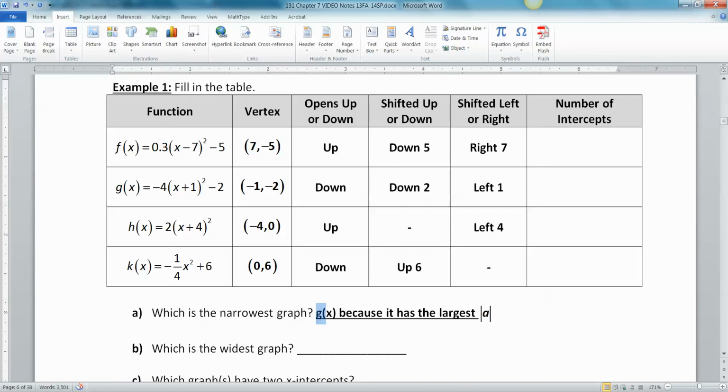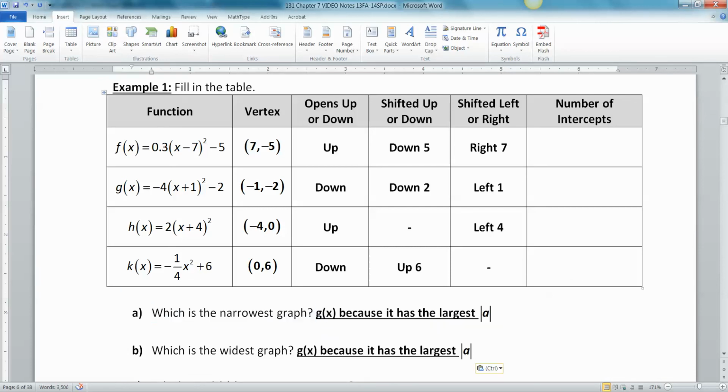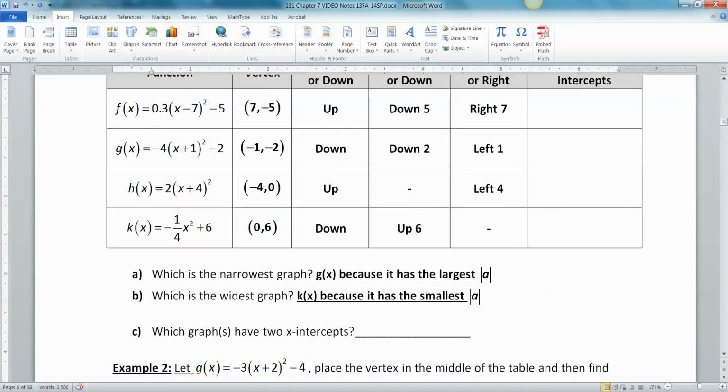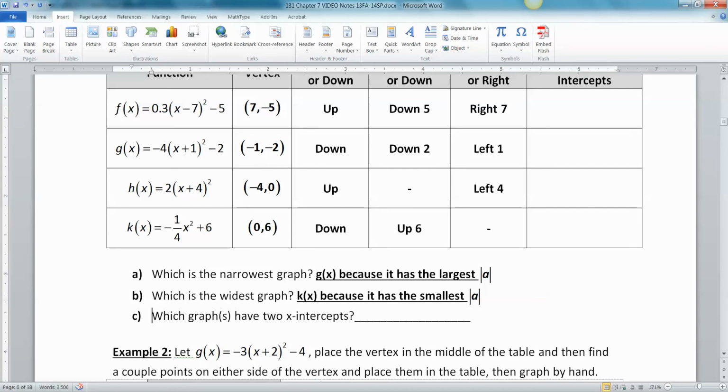All right, which graph has the widest graph? Well, let me copy and paste that. The widest graph would go to k of x because k of x has the smallest number, right? K of x because it has the smallest value. And I can tell it's the smallest value because I know 0.25 is equal to 1/4, and 0.25 is smaller than 0.3. To make comparisons, sometimes you might have to change from fraction to decimal, which I did in this case.